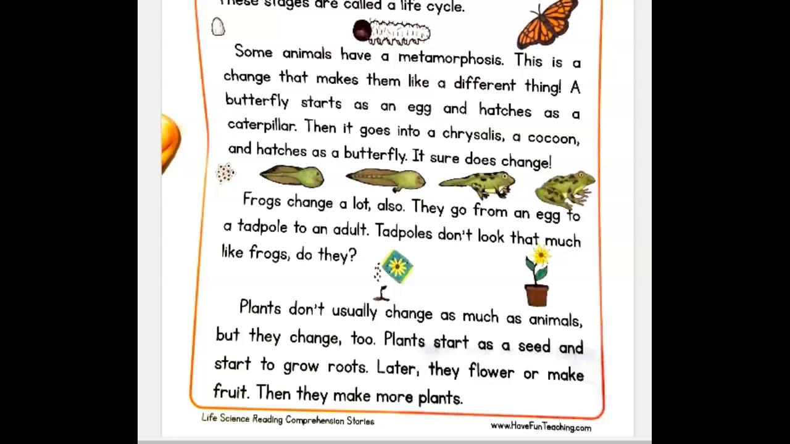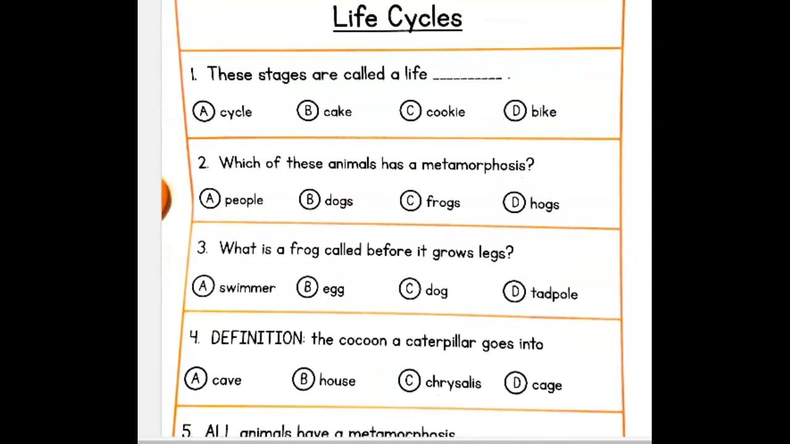Plants don't usually change as much as animals, but they change too. Plants start as a seed and start to grow roots. Later, they flower or make fruit. Then they make more plants. So let's move on to our questions.